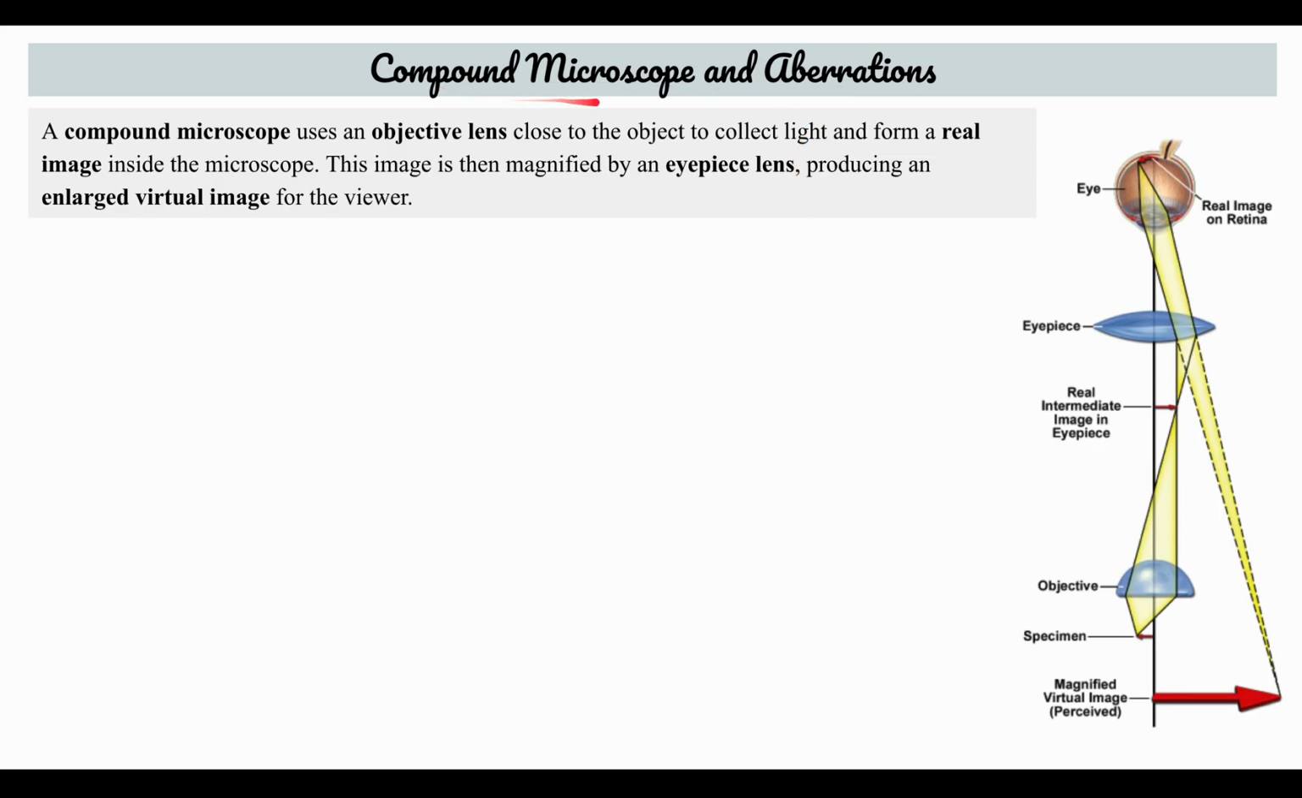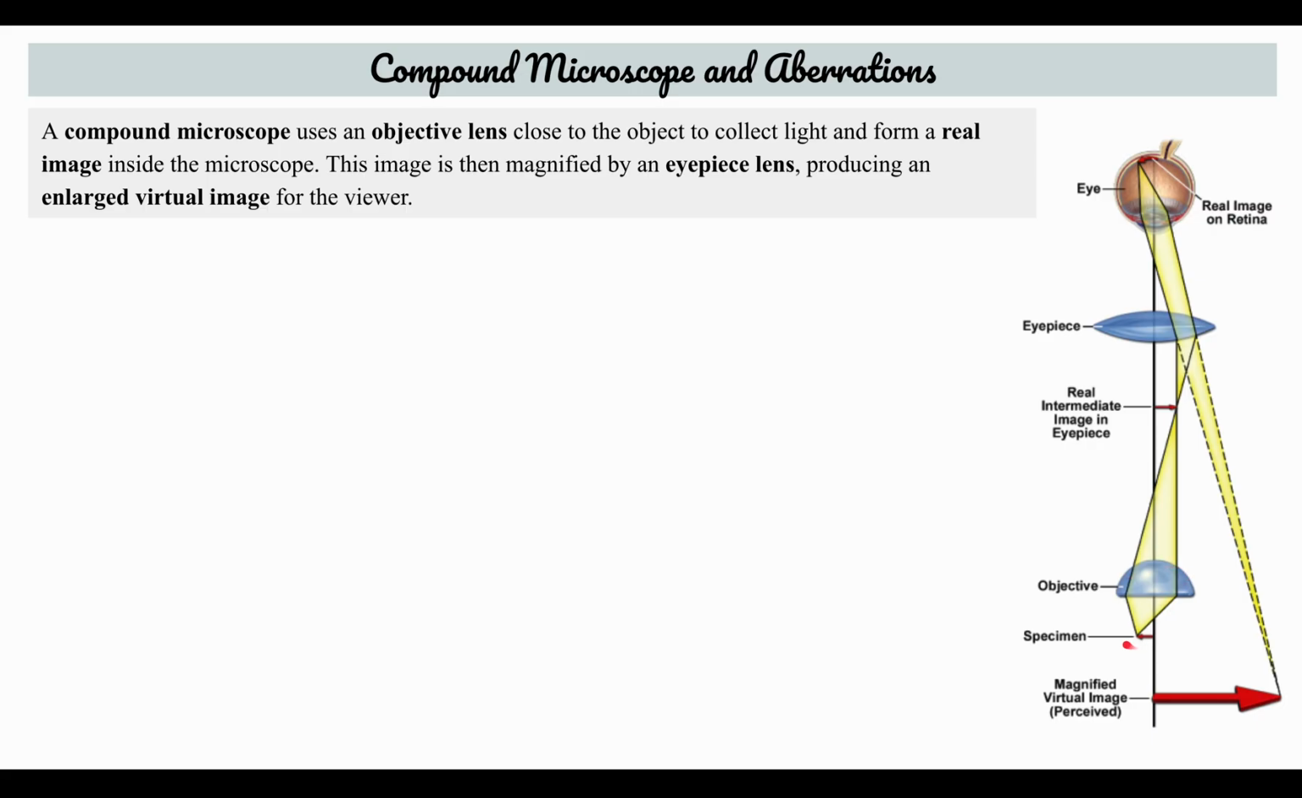Now we'll talk about the compound microscope, which is the light microscope, and its aberrations, and why we have to move towards other advancements of the compound microscope. The compound microscope uses an objective lens, which is close to the object, to collect the light and form a real image inside the microscope. This image is then magnified by the eyepiece lens, producing an enlarged virtual image for the viewer. So in the compound microscope we have two types of lens systems.